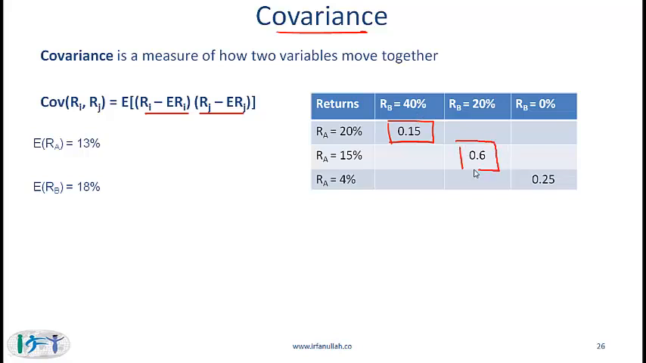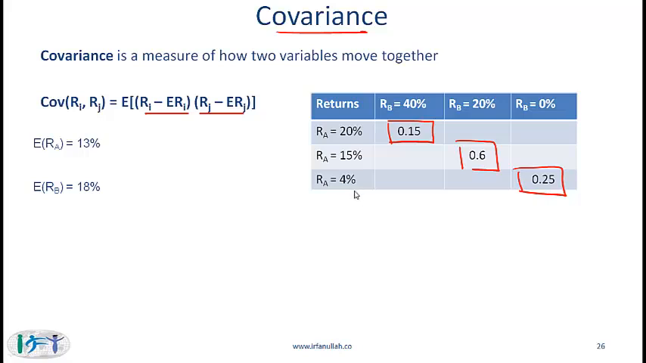There is a 60% chance, or 0.6 probability, that we will have an average economy, and in that scenario the expected return on A is 15%, the expected return on B is 20%. And finally there is a 25% chance, or 0.25 probability, that we will have a weak economy, and in that situation the expected return on B is 0 and the expected return on A is 4%.